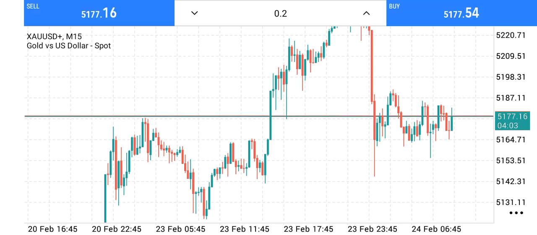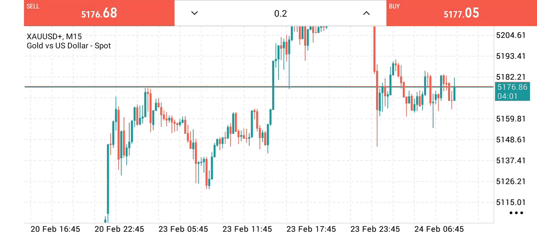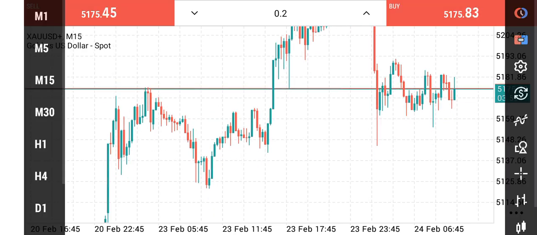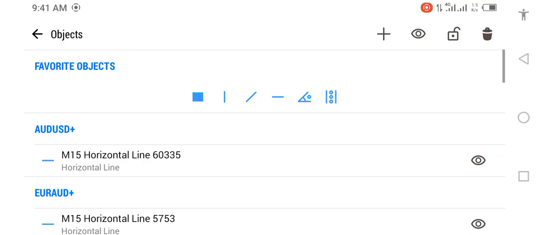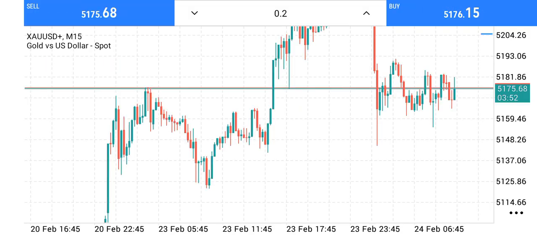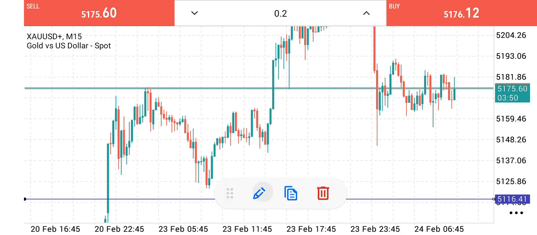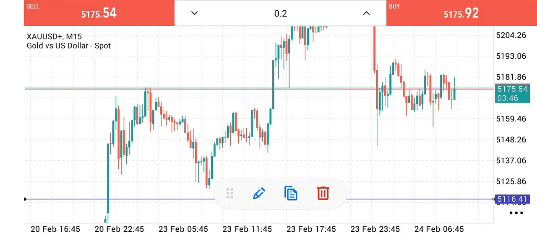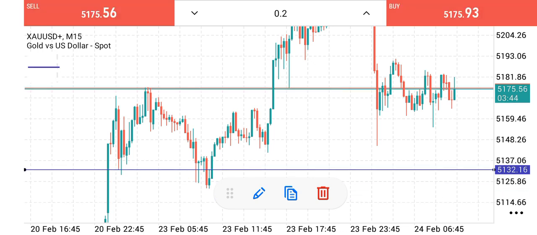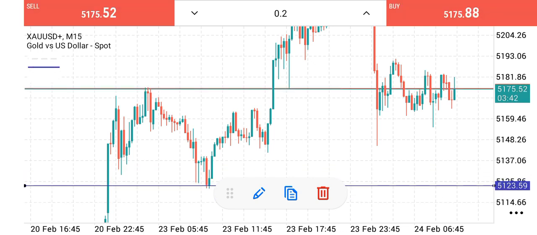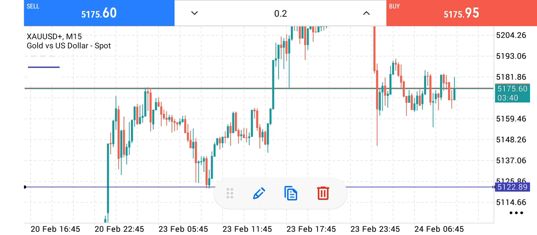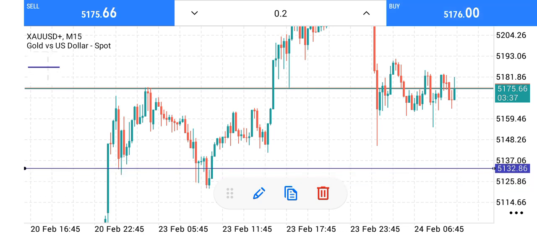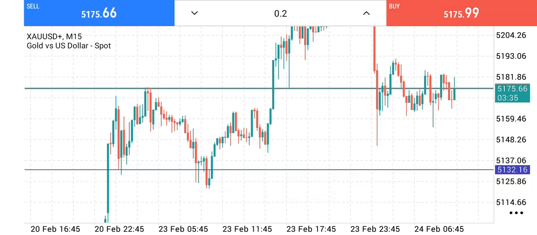So if you can see here, down here we have a demand zone. Let me mark it. Here is the demand zone. I've marked my demand zone.